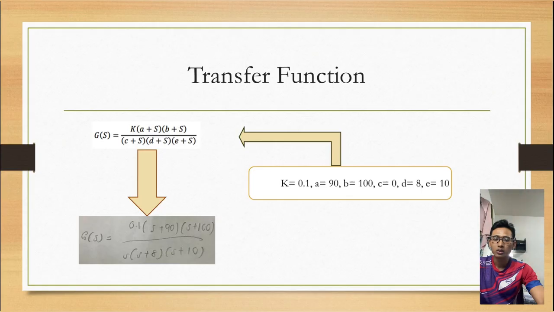For the transfer function, this is our transfer function. K is 0.1, A is 90, B is 100, C is 0, D is 8, and E is 10.